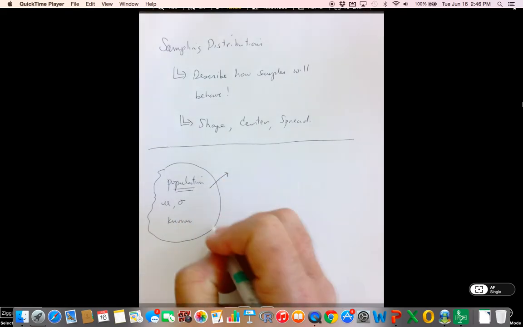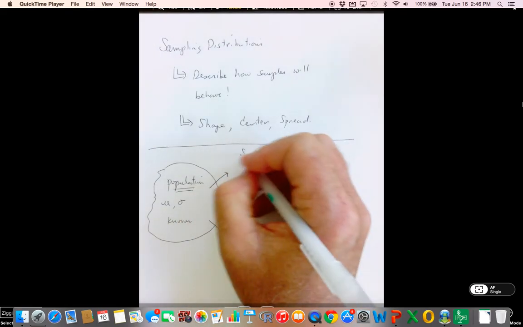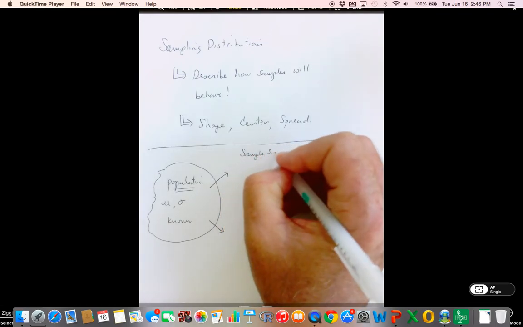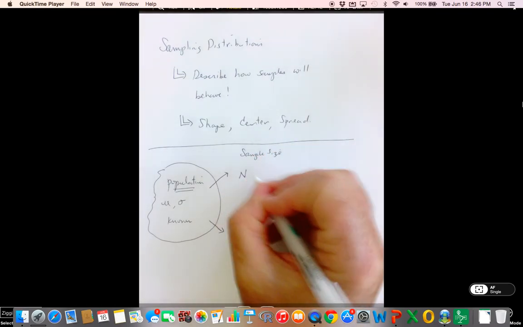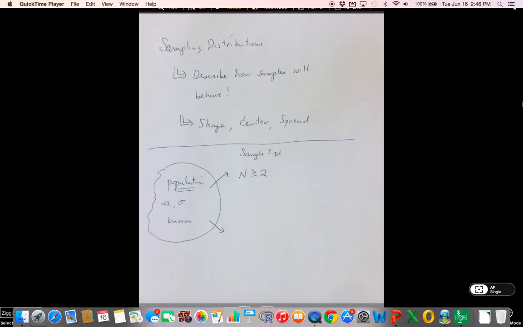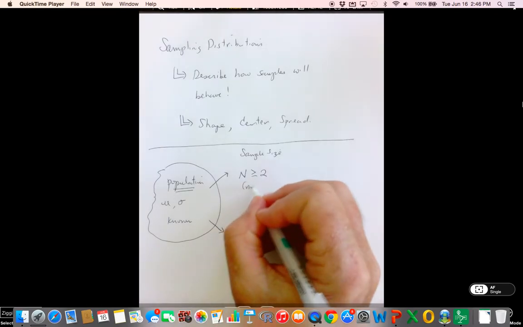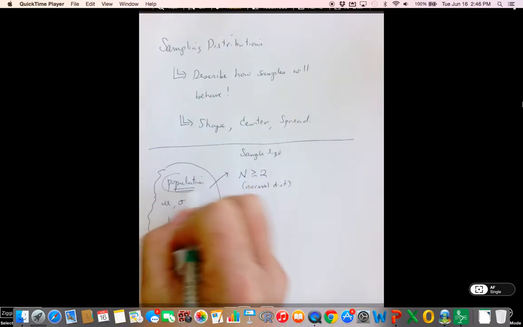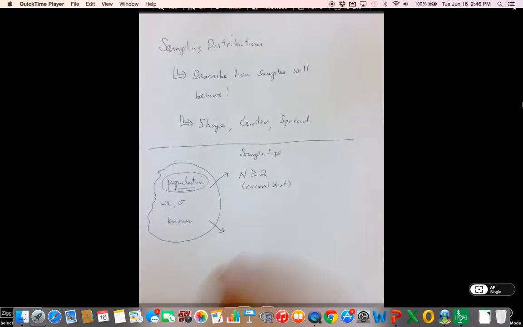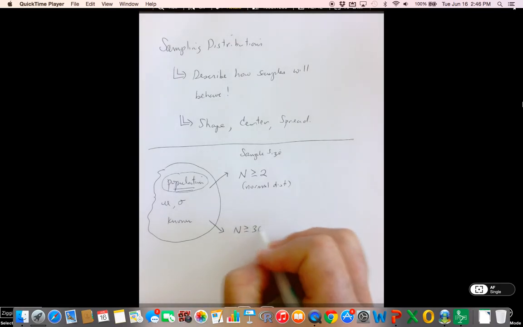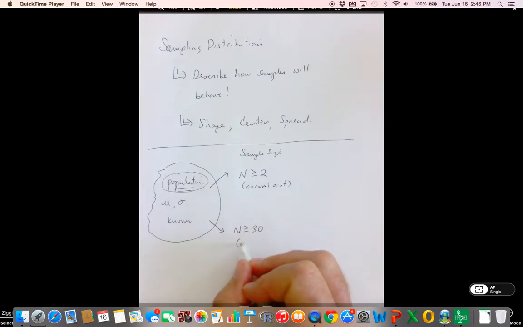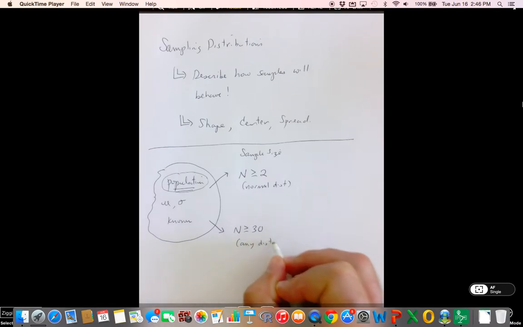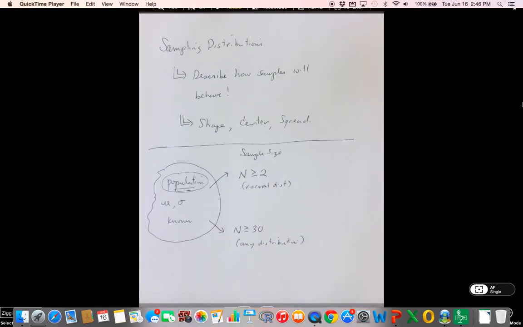The way the central limit theorem works, we start focusing on a sample size. And it turns out when n is greater than or equal to 2, we have to be assured that we have a normal distribution that we started with back here. If n is greater than or equal to 30, then any distribution will work for what I'm going to try to teach you.